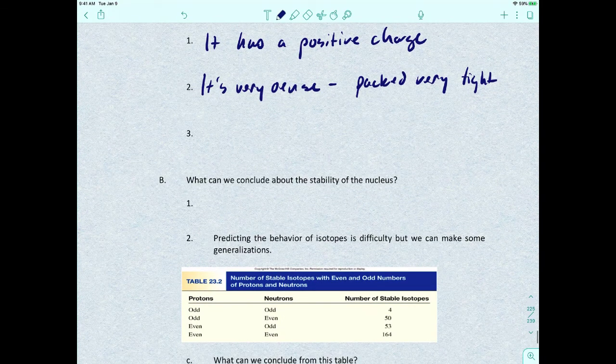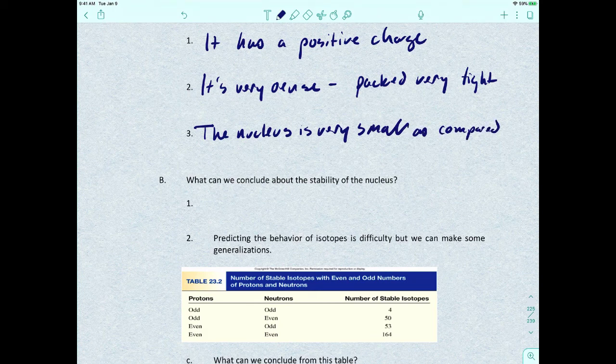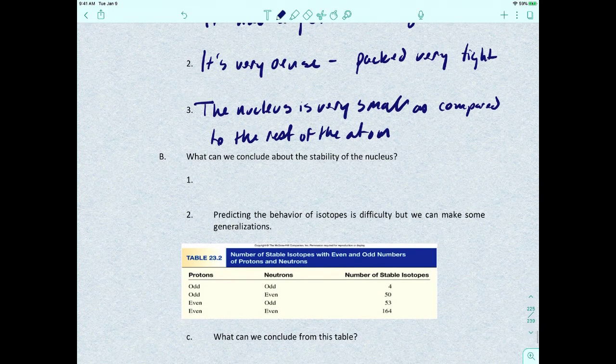Okay, and also the last thing is that the nucleus is very small as compared to the rest of the atom. Okay, so based on those three facts, that it has a positive charge, it's very dense and very tightly packed, and that the nucleus is very small as compared to the rest of the atom, what can we conclude about the stability of the nucleus?